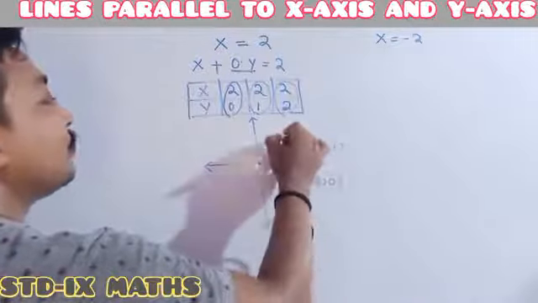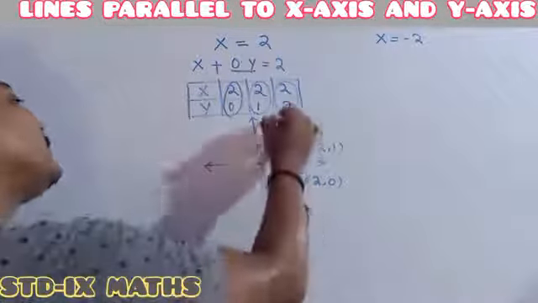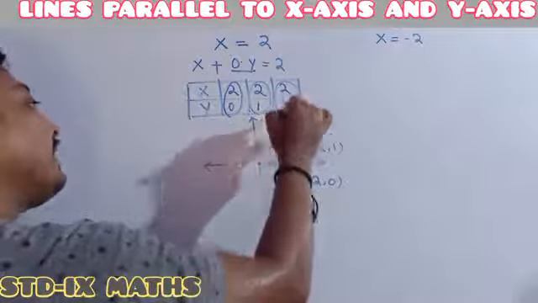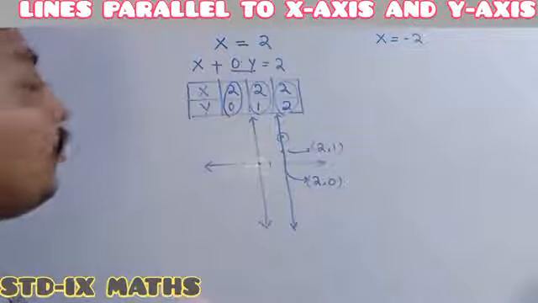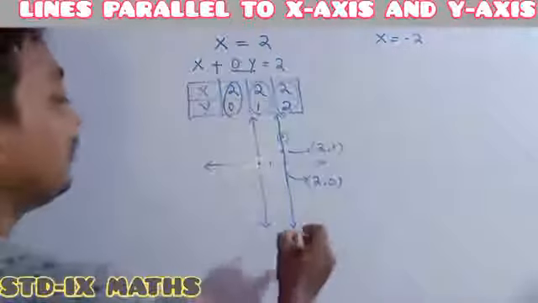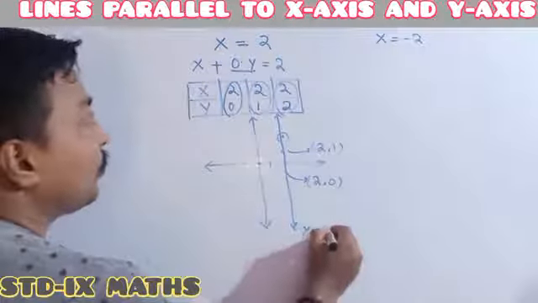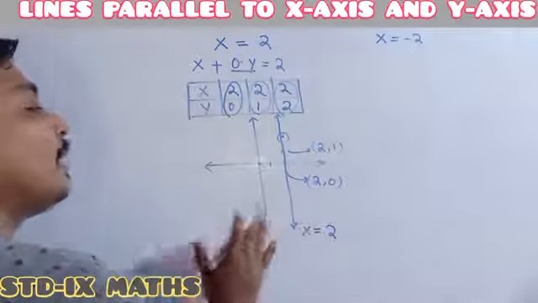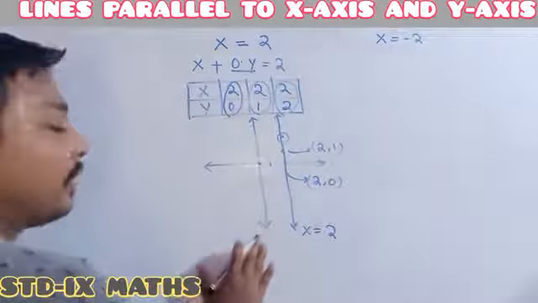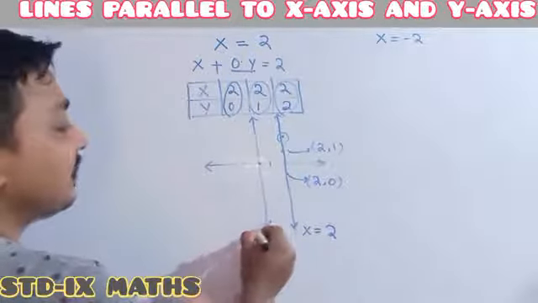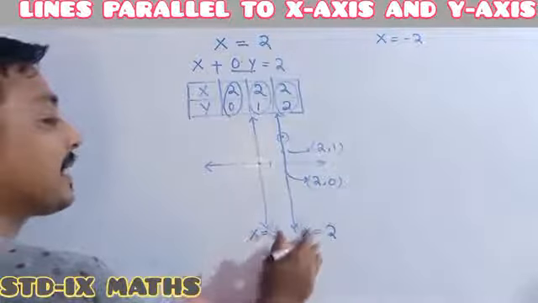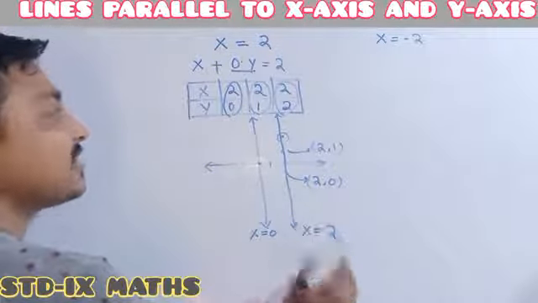Here it is, 2. So on joining the points, I am getting one of the lines which is parallel to our y-axis. So it means x is equal to 2. It is one of the lines which is parallel to the y-axis. Actually, the line of the y-axis is x equal to 0. So parallel to the y-axis towards the right side, it means x is equal to 2.